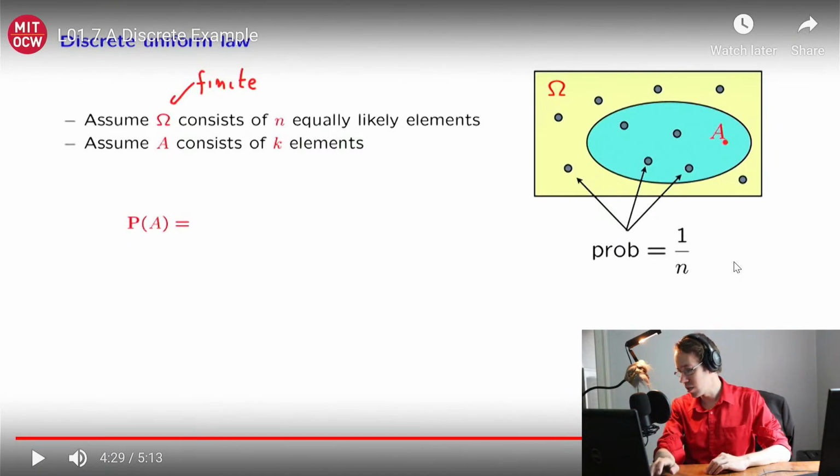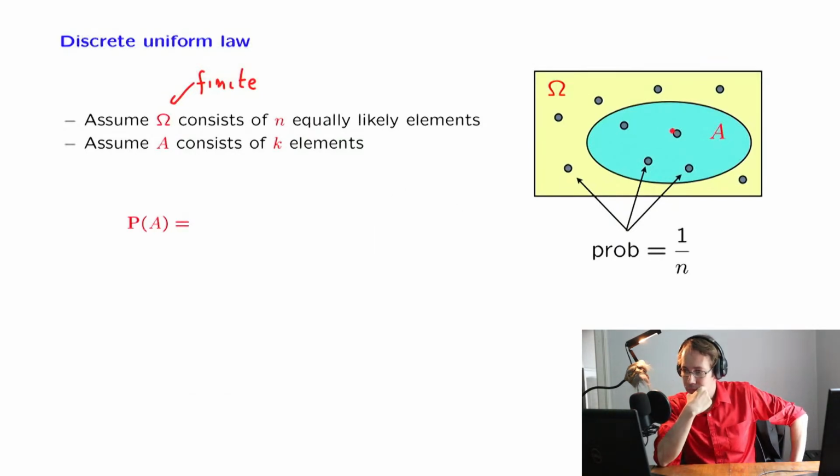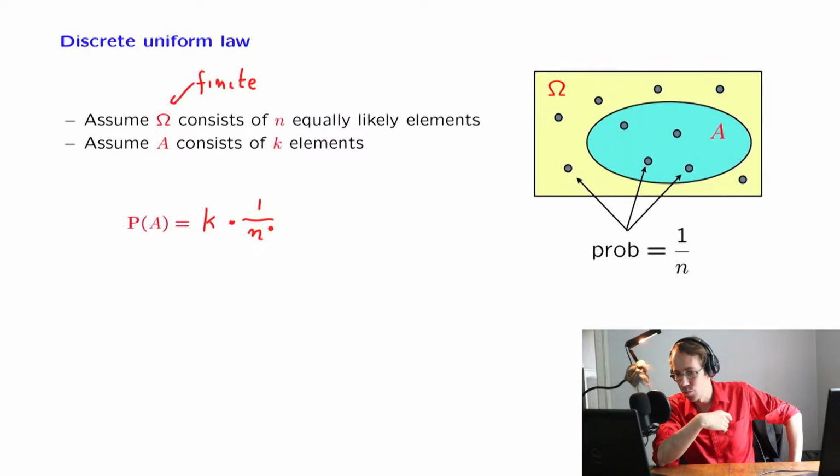So let's continue. The probability of A is the sum of the probabilities of its elements. There are k elements, and each one of them has a probability of 1 over n. So we can find the probability of the set A. When we have a discrete uniform probability law, we can calculate probabilities by simply counting the number of elements of omega, which is n, and counting the number of elements of the set A.